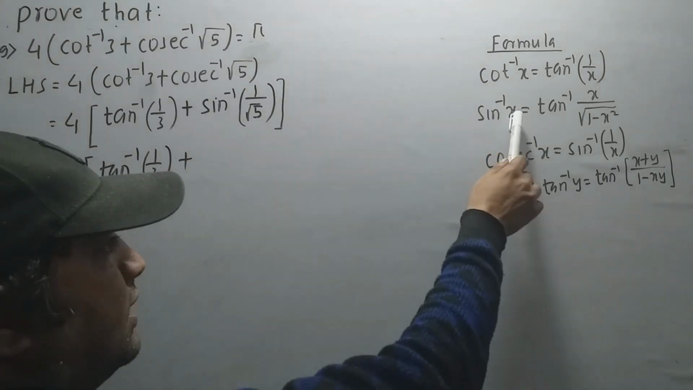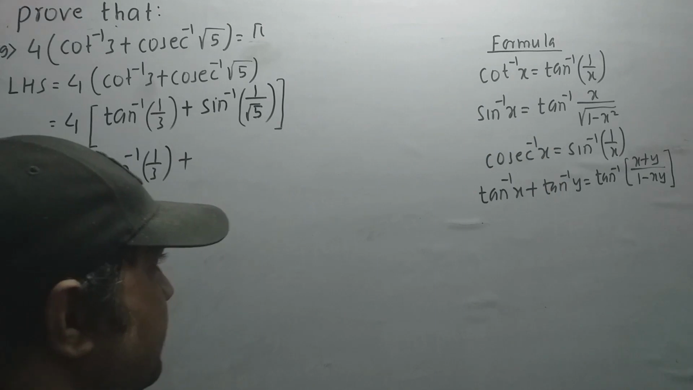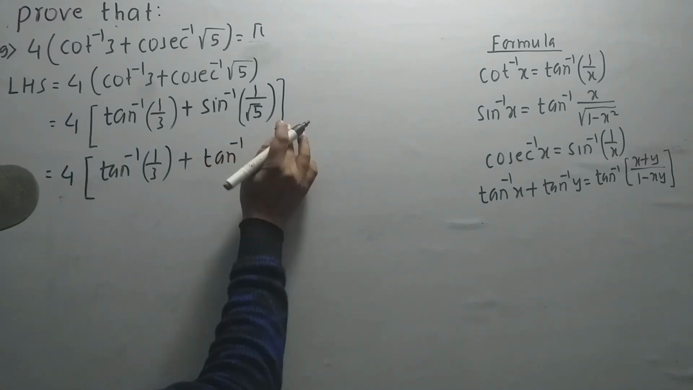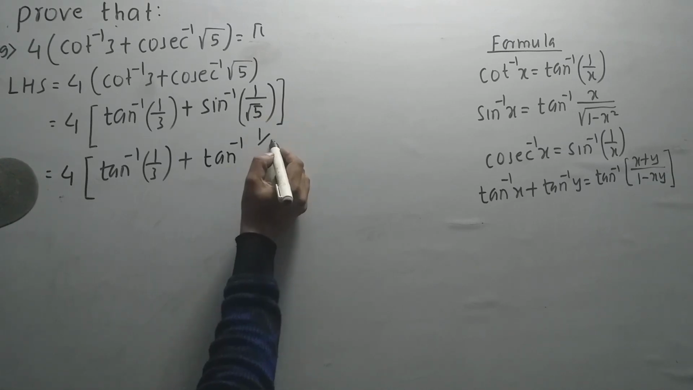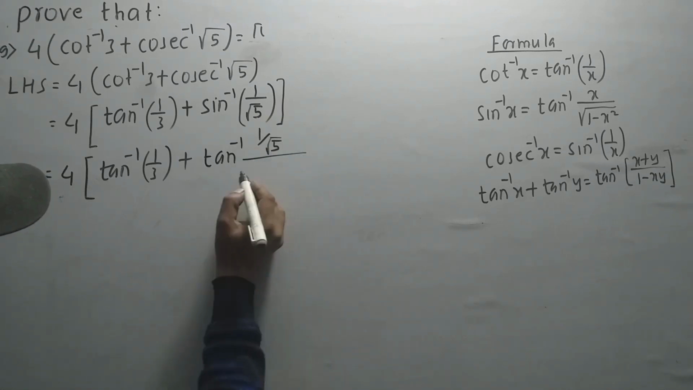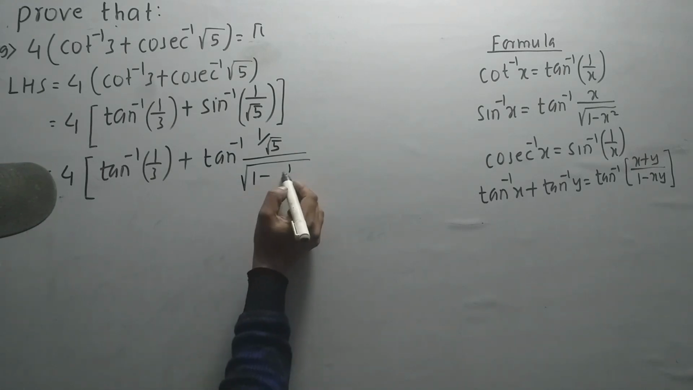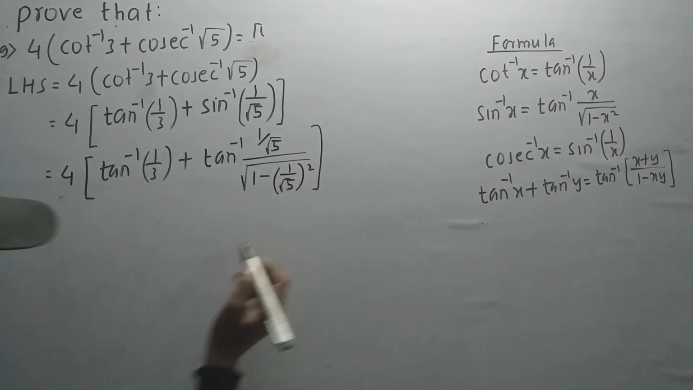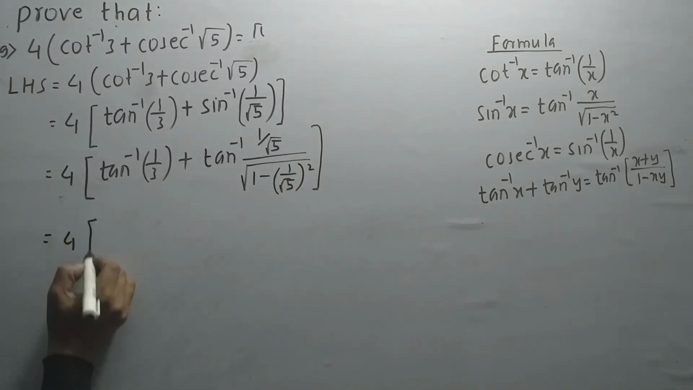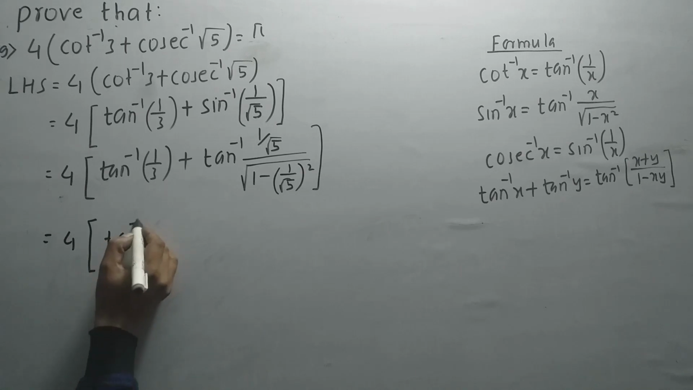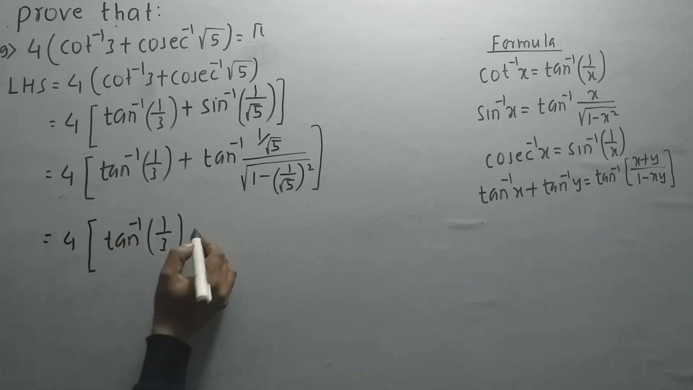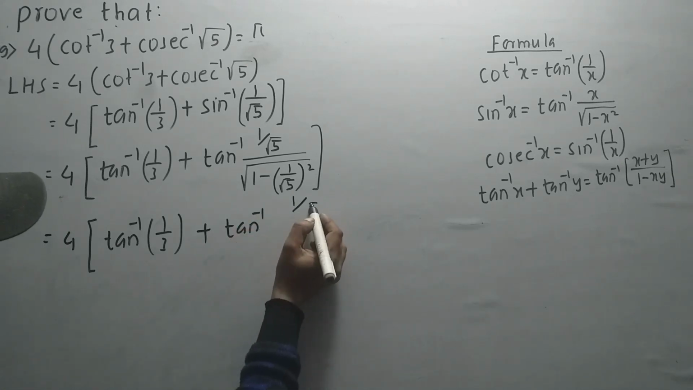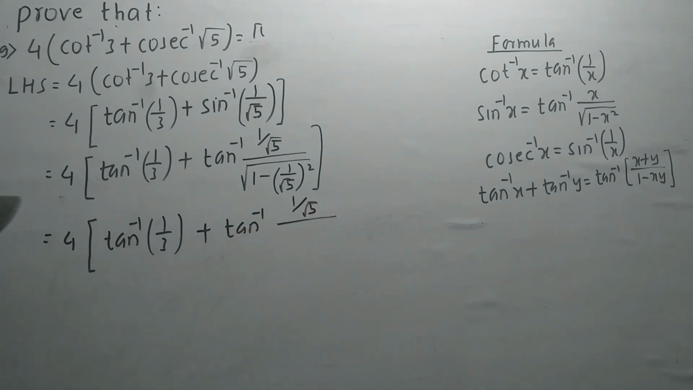Sin inverse x you completely change in terms of tan here. So you can write here tan inverse x, where our x is 1 by under root 5 whole divided by under root of 1 minus 1 by under root 5 whole square. After that, 4 as it is. So write here tan inverse 1 by 3. You can do easy simplification here. Tan inverse, here it is 1 by root 5 whole divided by.